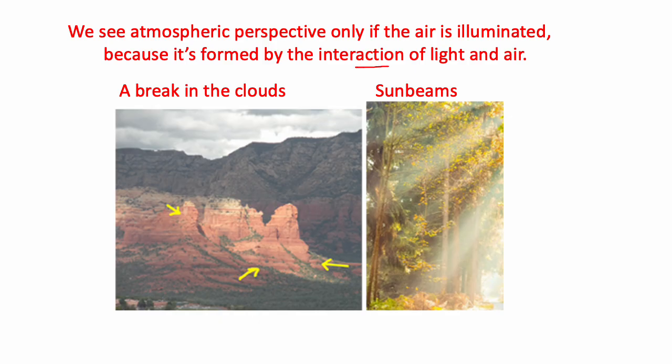Atmospheric perspective requires the interaction of light and air. In this first case, light only hits these cliffs due to a break in the clouds. So this area is not lit. As a result, it has the same values, contrast, etc. as the foreground. There's no atmospheric perspective here because no light is hitting it. For sunbeams, we see the atmospheric perspective as the sunbeam passes in front of a scene behind it.